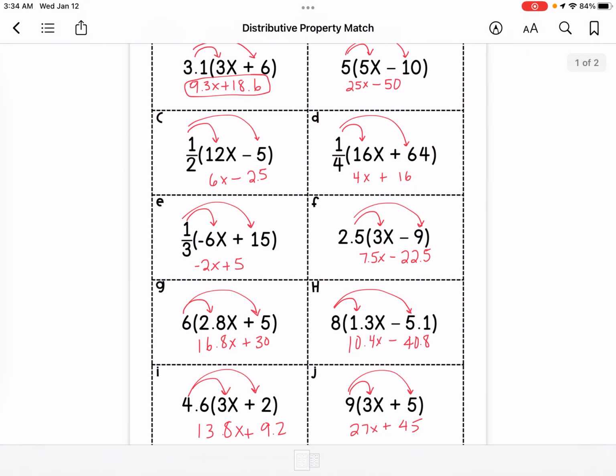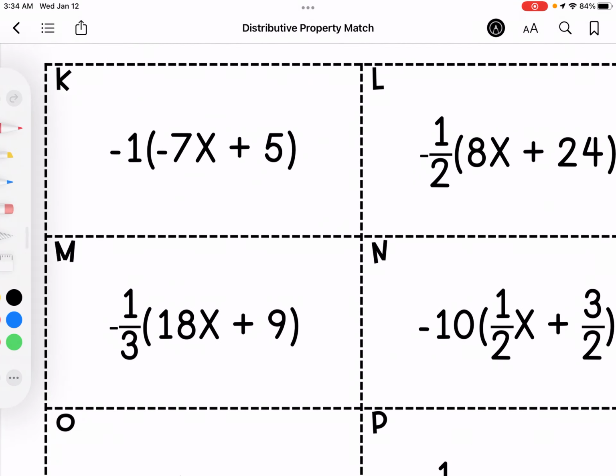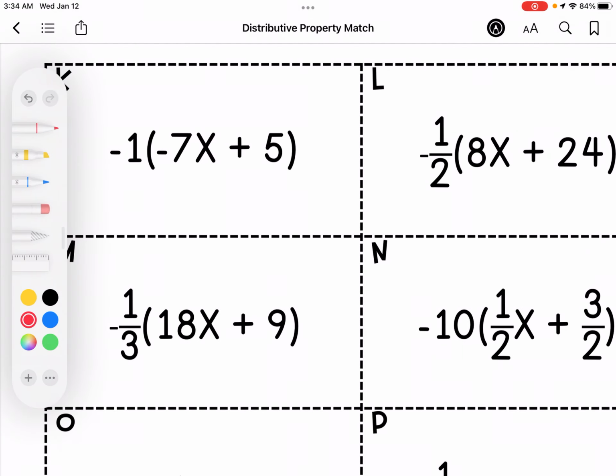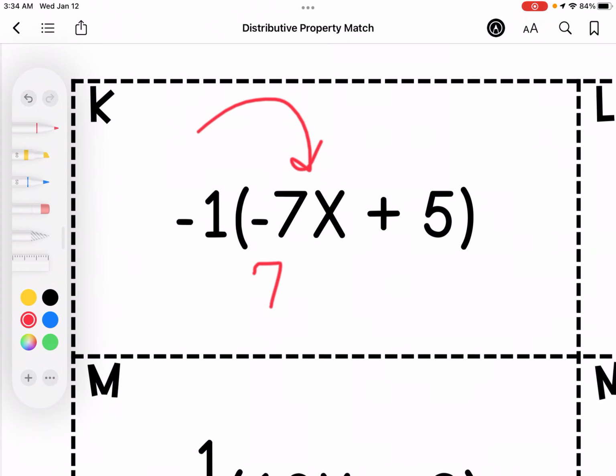All right, so now we're going to take a look at the other one. So I've got a negative times a negative is going to make me a positive 7x. A negative times a positive is going to give me a negative 5.